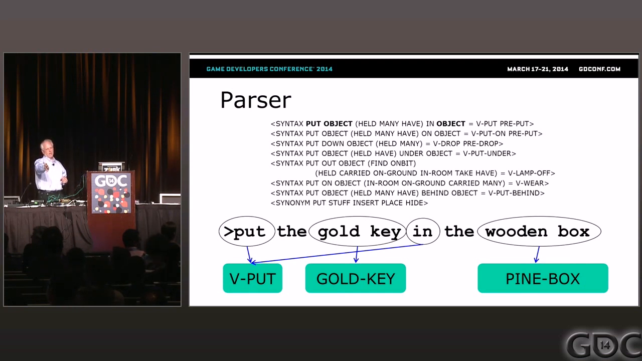And then over on the right, you see the real verb it maps into for each one. And so when somebody types a sentence in, it maps, in this case, into putting, a gold key, handles adjectives, put in, and then in the wooden box. And that's kind of like 2% of what the parser does, but it's kind of cute.